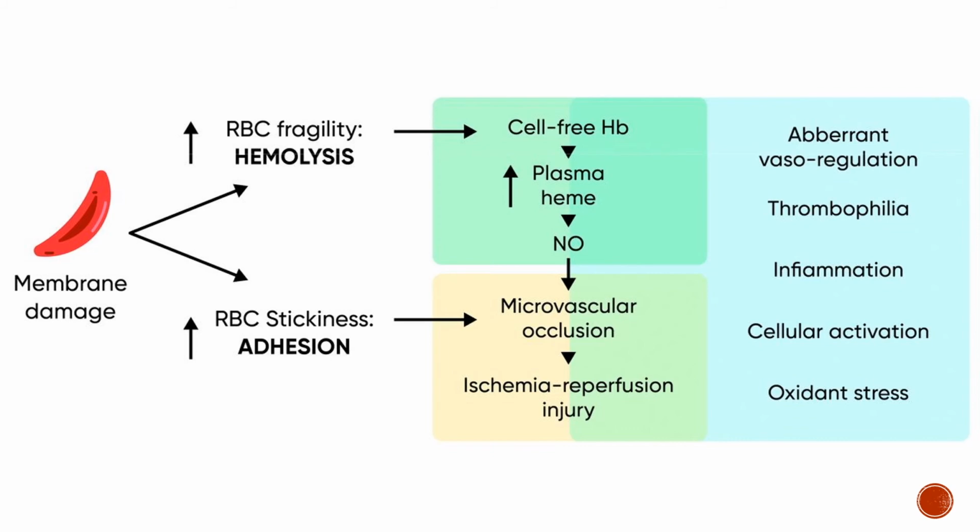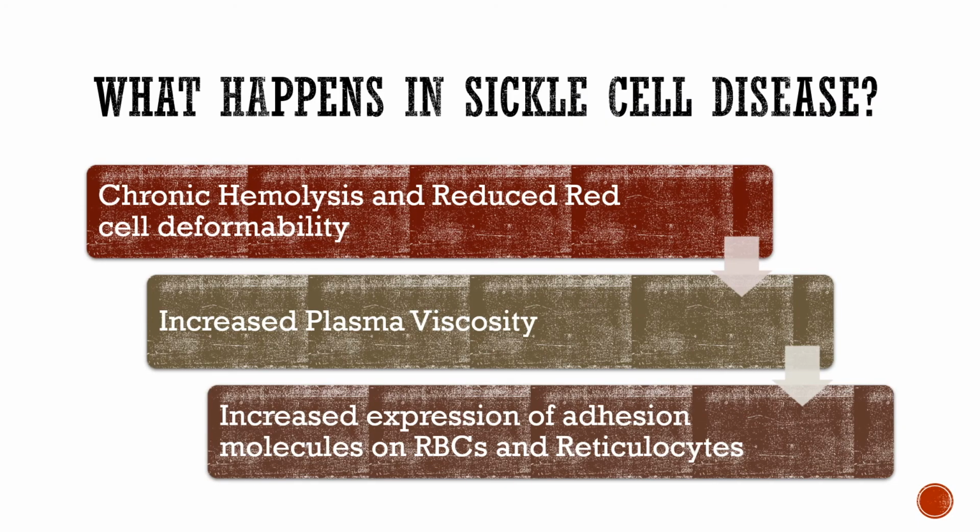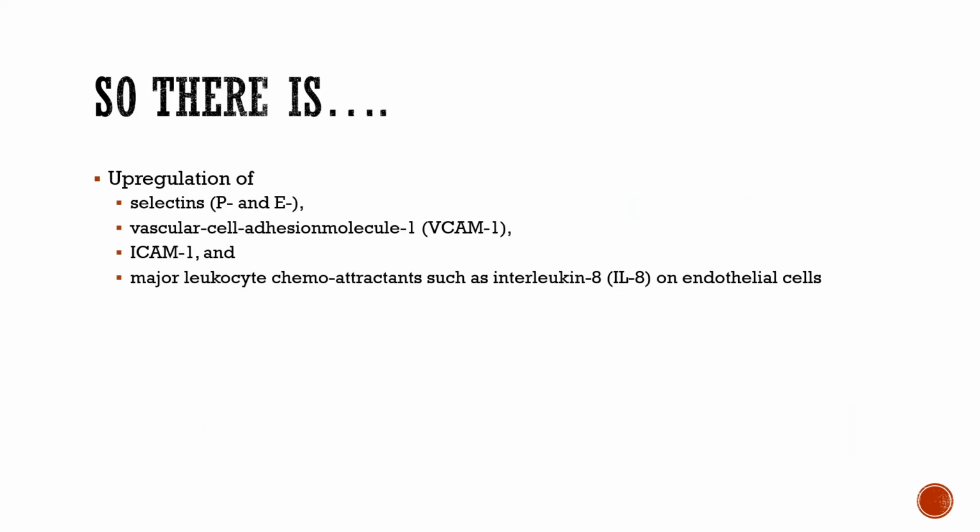Now, RBCs are increasingly sticky because of this chronic hemolysis. There will be increased expression of molecules. So what happens in sickle cell disease is that there is chronic hemolysis and reduced red cell deformability, which gives rise to increased plasma viscosity because of the free hemoglobin being produced. And all these things will lead to increased expression of adhesion molecules, not only on the RBCs, but also on the reticulocytes being produced from the bone marrow.